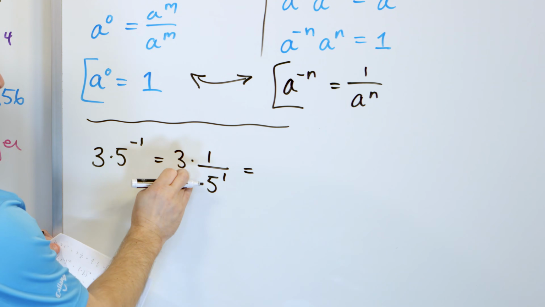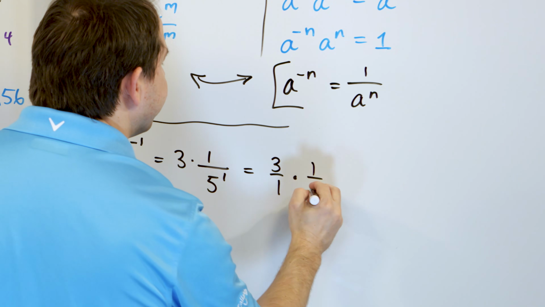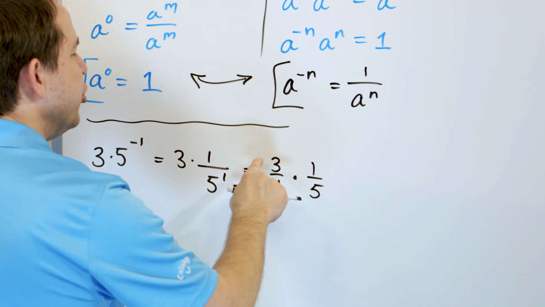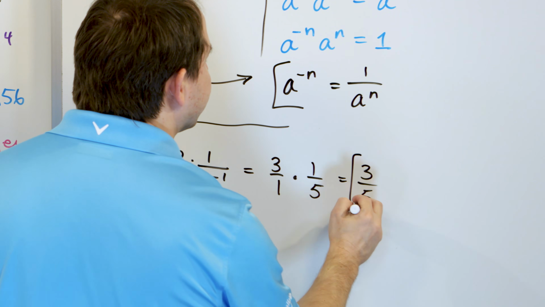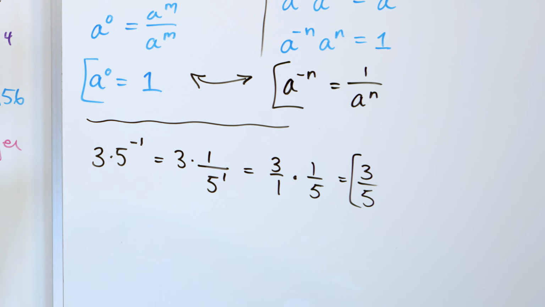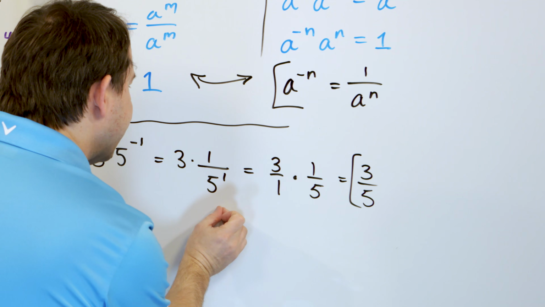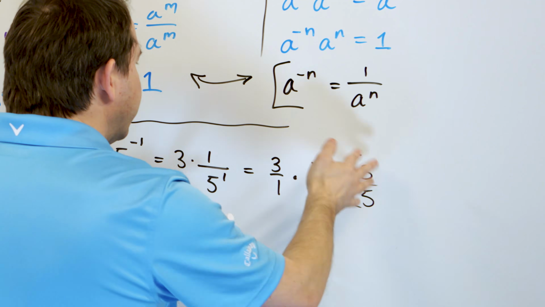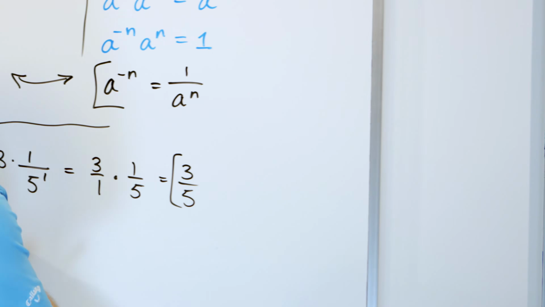Then what do we have? If you want to be explicit, this 3 is really 3 over 1, and it's multiplied by a fraction 1/5, because 5 to the 1 is 5. You multiply the tops, 3 times 1 is 3, multiply the bottoms, and you get 3/5. All right, 3/5. And that's the answer. So when you see a negative exponent, you need to write it as a positive exponent in fractional form, deal with the fractions, and then get the answer. That's why I stress so much in the beginning of all of these algebra classes how critically important fractions are, because it comes into play all the time.